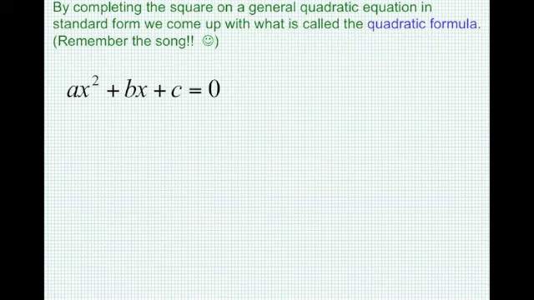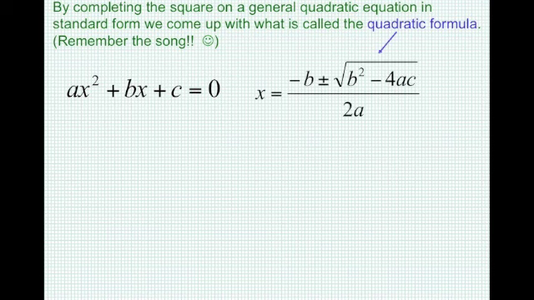By completing the square on a general quadratic equation in the standard form, which was, remember, ax squared plus bx plus c equals 0, we came up with what is called the quadratic formula. Some of you may remember that there was a song that went along with that, but we can talk about that later. The quadratic formula that comes from completing the square is x equals negative b plus or minus the square root of b squared minus 4ac all over 2a. And make sure that that fraction bar goes across the entire right-hand side.